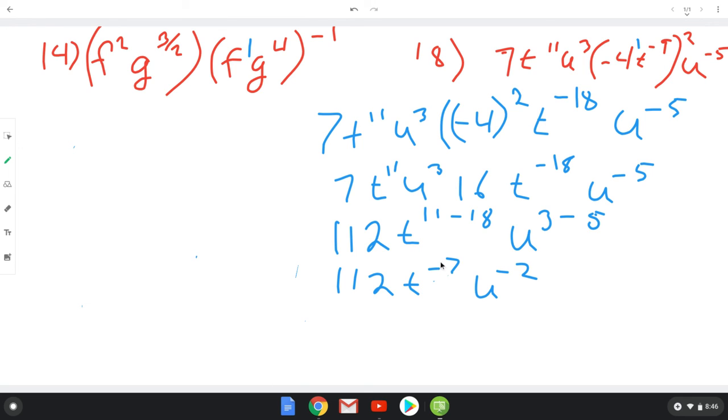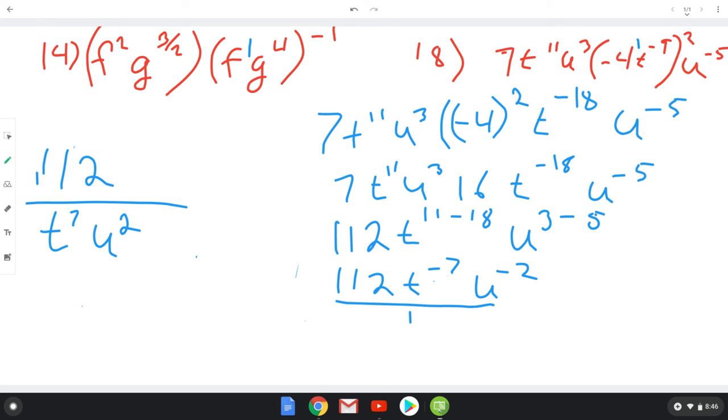So I have to make sure that I take my negative exponents. Anything with a negative exponent needs to be taken to the denominator. So remember, there's an invisible 1 right here. So my final answer is going to be 112 over, I'm going to bring t to the 7 to the denominator, and I'm going to bring u squared to the denominator. So anything with a negative exponent comes to the denominator, and the exponents become positive.